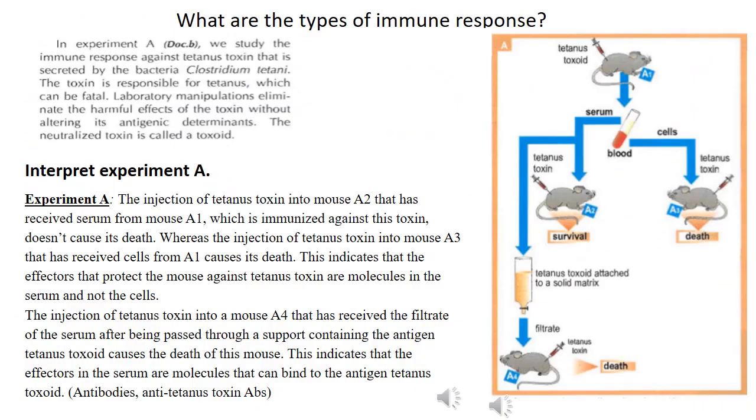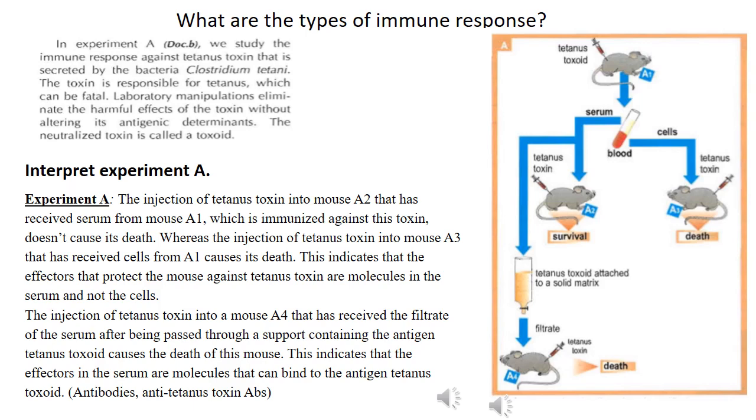Okay, let's move to the second objective, the types of the specific immune response. We have two types of specific immune response. We are going to determine these types through these experiments, experiment A and another experiment B. Let's start with experiment A.